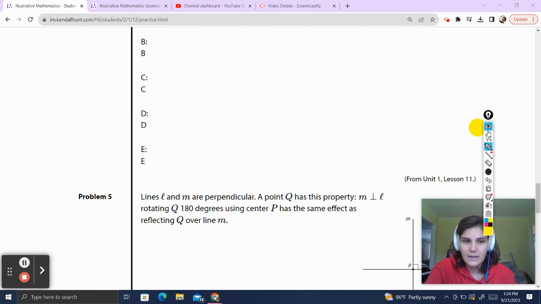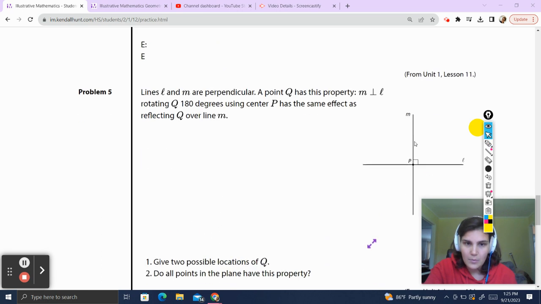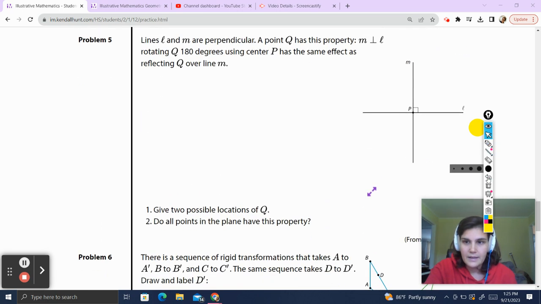Problem 5. Lines L and M are perpendicular. Oh, not to A, just perpendicular. A point Q has this property. M is perpendicular to L. Rotating Q 180 degrees using center P has the same effect as reflecting over line M. So let's think what this question might say.